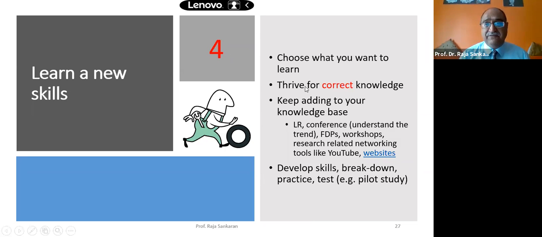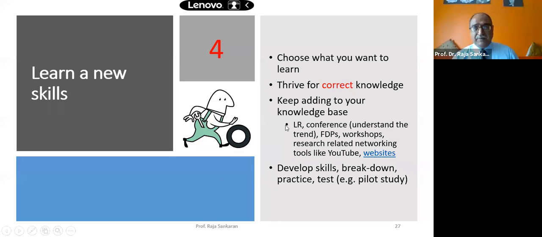I would always emphasize on this, right? Strive for correct knowledge. Today, typically, the world is the resource. You have so much information on YouTube, workshops and all, that can impart the right knowledge. I would strongly recommend that you should be in a position to identify who gives you the right knowledge and who does not. So always try for getting the right knowledge.